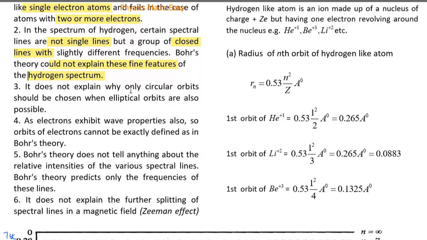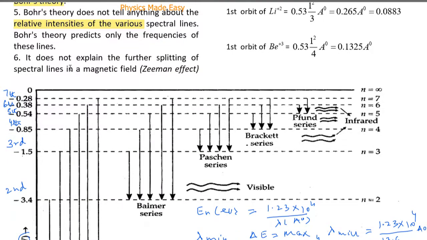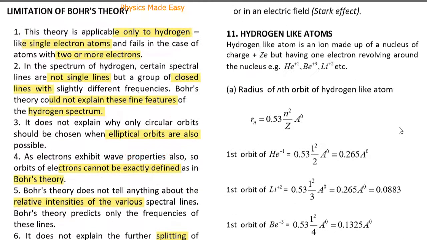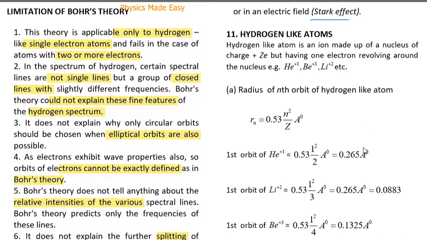It could not explain why only circular orbits should be chosen and not elliptical orbits. And the electron exhibits the property of waves, so the orbits of electrons cannot be exactly defined in Bohr theory. Orbits cannot be exact because electrons have wave character. Bohr's theory does not tell anything about relative intensities. It could not explain the splitting of spectral lines when a magnetic field is applied, for example the Zeeman effect, and when an electric field is applied, the Stark effect. There are two Zeeman effects, the normal Zeeman effect and the anomalous Zeeman effect. The next is the hydrogen-like atom.